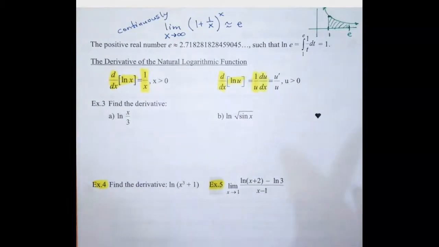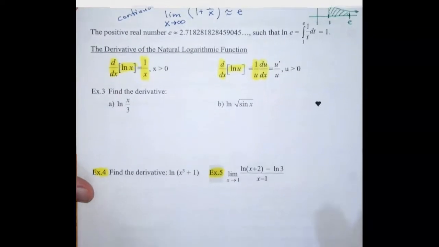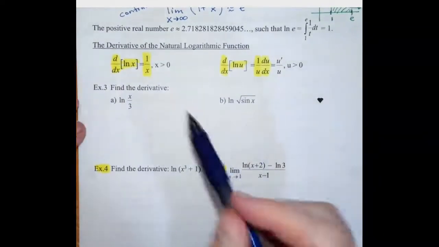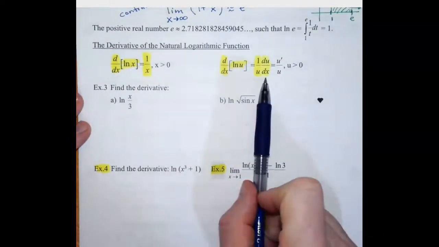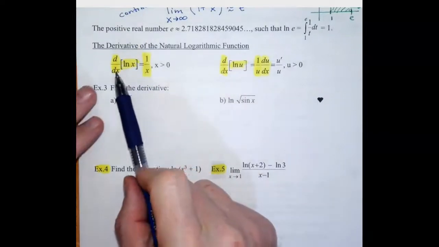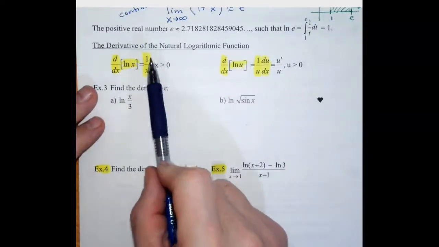Alright, so where's the calculus? So everything we've done so far is just review, getting us to this point right here. This is today's lesson, these two things. Alright, so the derivative of the natural log is 1 over x.